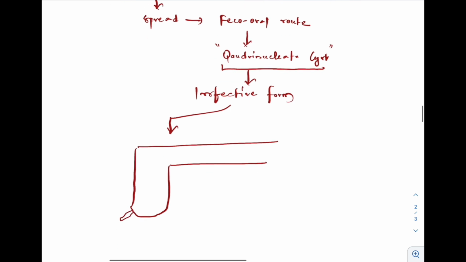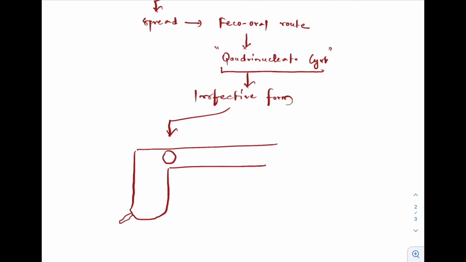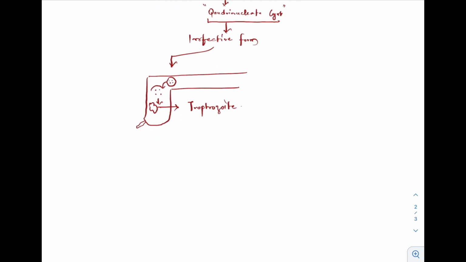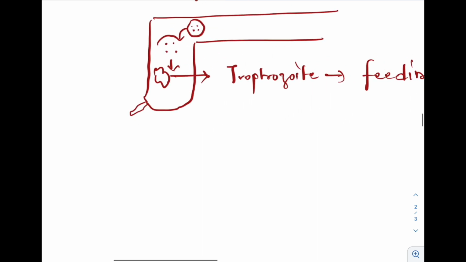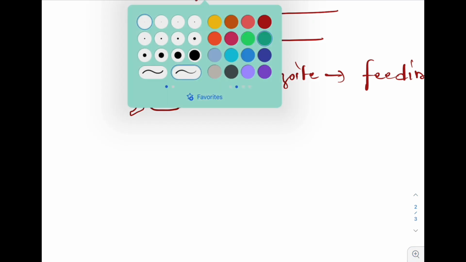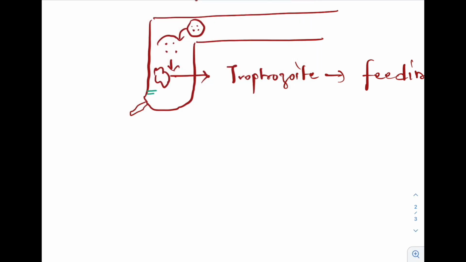So it actually enters into the GIT, and after excystation, that means the cyst will open out and form trophozoites, and these trophozoites are nothing but the feeding stages of Amoeba histolytica. The name itself specifies that these are the feeding stages.